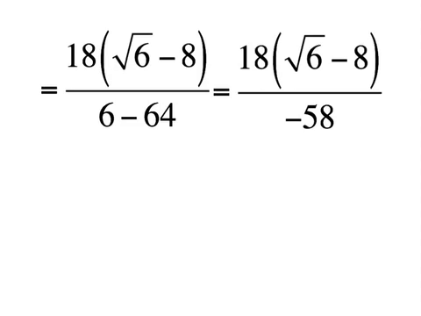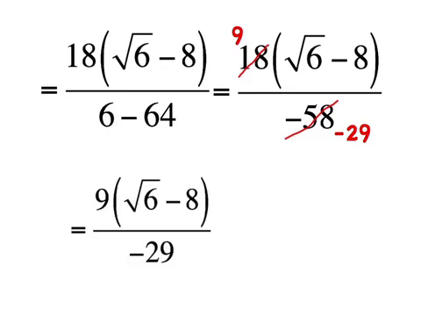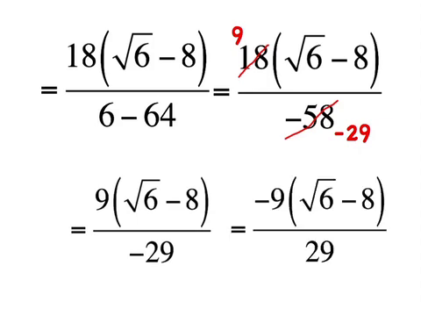We go to a new page, and that leaves us with 6 take away 64, which is negative 58. And since 18 and negative 58 are both even numbers, we can simplify, and we get 9 times the quantity root 6 minus 8 over negative 29. And if we like, we can bring the negative up to the top. Either way is fine. Both of the expressions at the bottom will work for this problem.